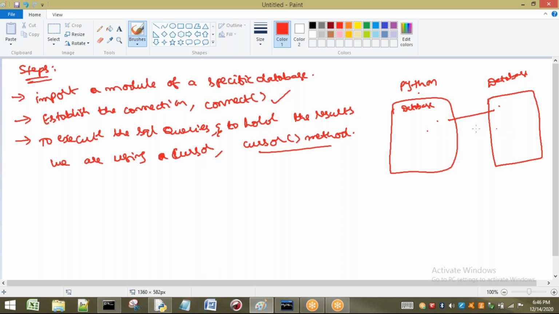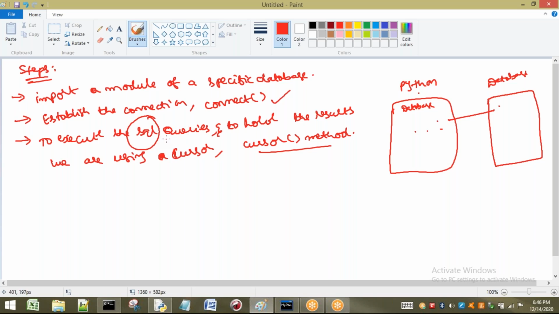So connection is established between these two. So they have to communicate now. So how can they communicate? Python has to speak the language which the database can understand. That is nothing but SQL. So in our Python program, we have to write some SQL commands or SQL queries.